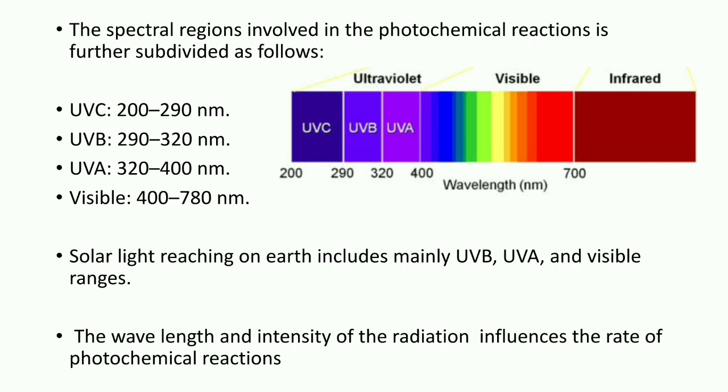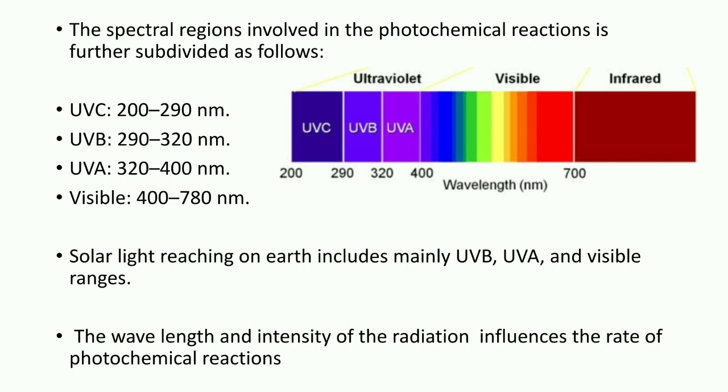The UV region is further subdivided into three different bands, that is, UVC, UVB and UVA, which range from 200 to 290, 290 to 320 and 320 to 400 nanometers respectively. Out of these, UVC is most energetic and most harmful also, but fortunately most of the UVC does not reach the earth's surface because of the absorbance by the ozone layer.